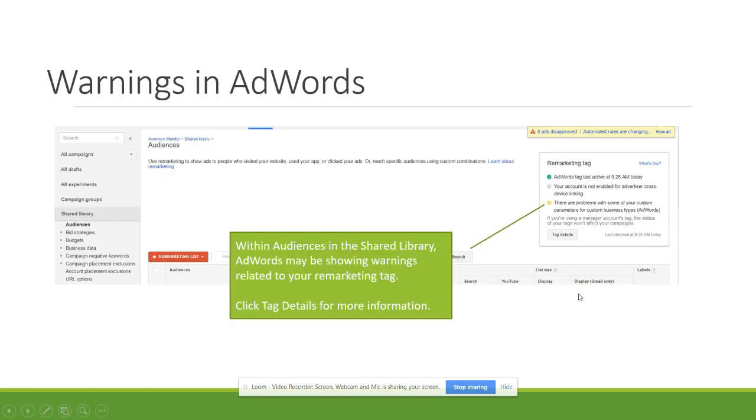Okay, there's also a number of warnings within AdWords that you might want to take notice of. So when you go in the AdWords account, you want to go down to your shared library, and then within that, you want to go to audiences, and then when you get to audiences, you're going to see this little box right up here in the upper right-hand corner with tag details.